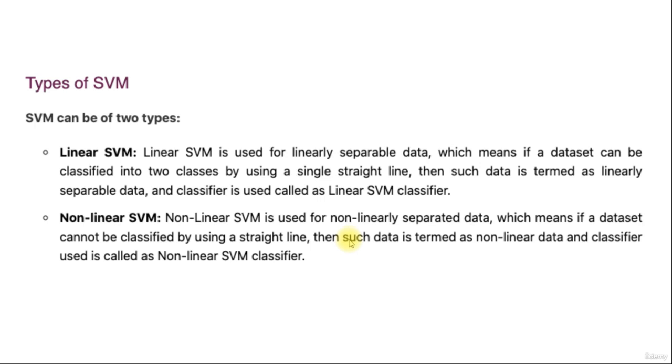Another slightly more complex version that we have is non-linear SVM. Non-linear SVM is used for non-linearly separated data, which means if a data set cannot be classified by using a straight line, then such data is termed non-linear data, and the classifier used is called non-linear SVM. We can tune the hyperparameters in SVM, and we can fit the SVM function on linear or non-linear data. That is about the coding part, and we'll discuss it once we are done with the theory presentation.